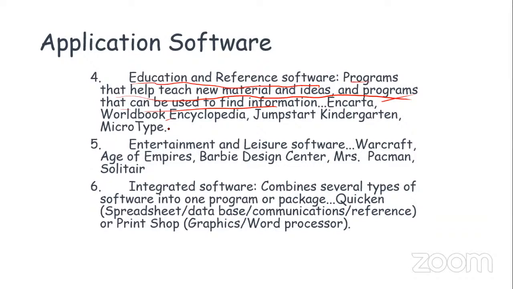There are also entertainment and leisure softwares, such as Warcraft, Age of Empires, Barbie Design Centers, Pac-Man, and Solitaire. Those are softwares that you use for entertainment, to play games and so on. And then there are softwares that are called integrated software, which combines several types of software into one program or package. For instance, Quicken, spreadsheet, database, communications reference, or Print Shop. So Quicken is a software that helps you to combine all of these other software, such as your spreadsheet, your communication or reference softwares, your graphic and word processor softwares. If you wanted to combine them into one software, you can use that particular software.